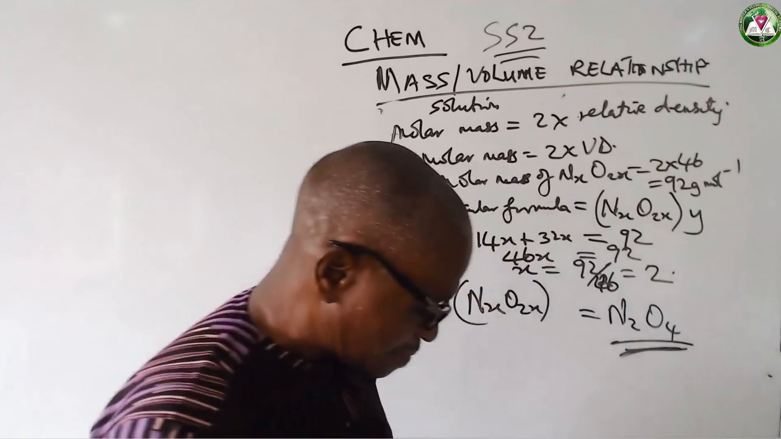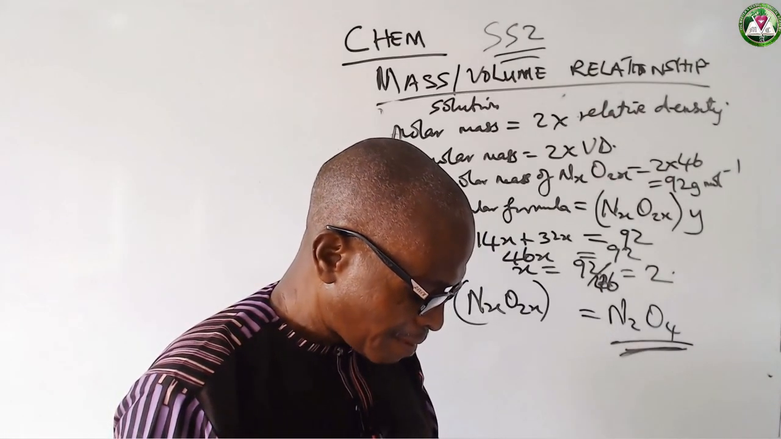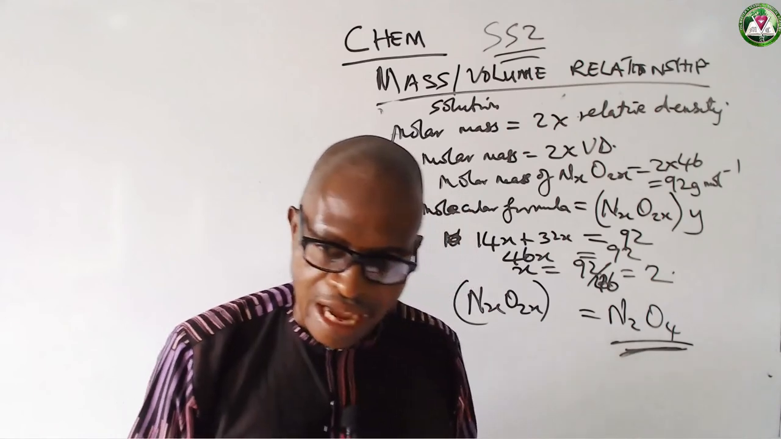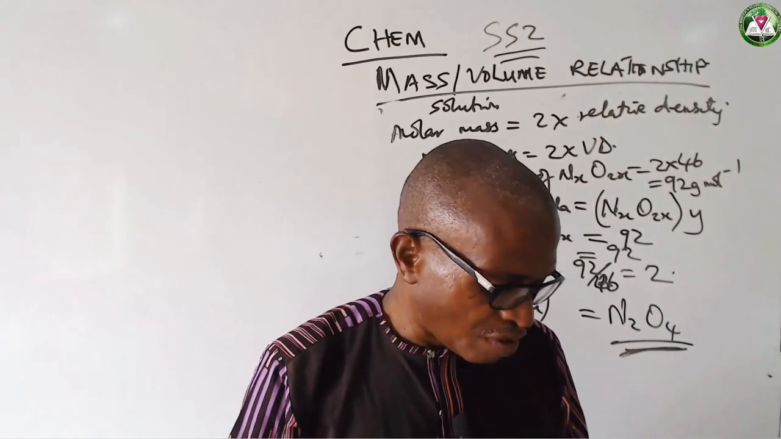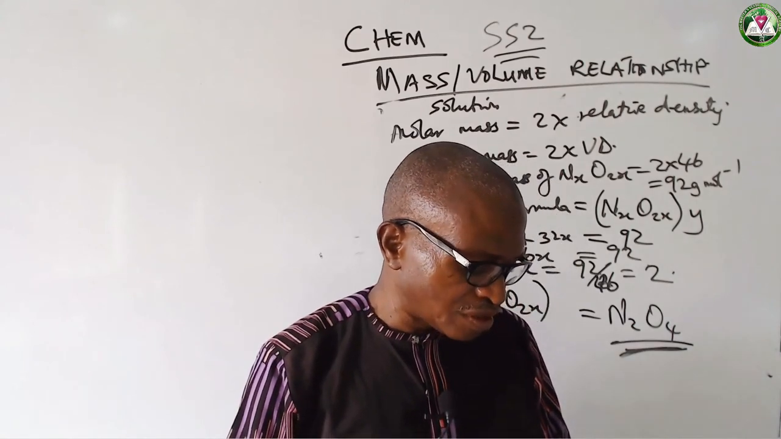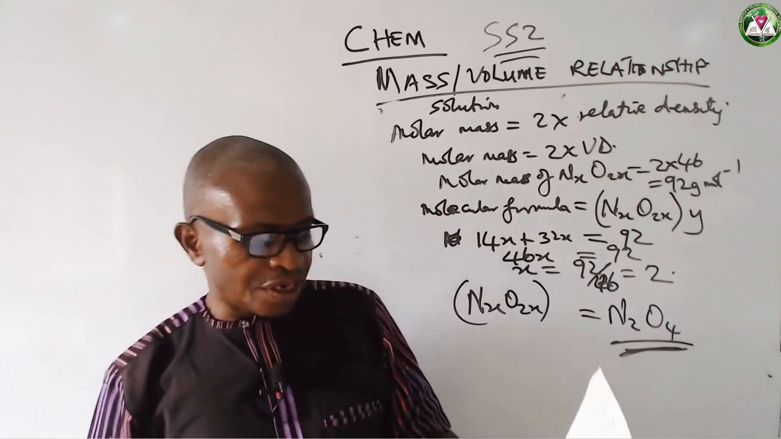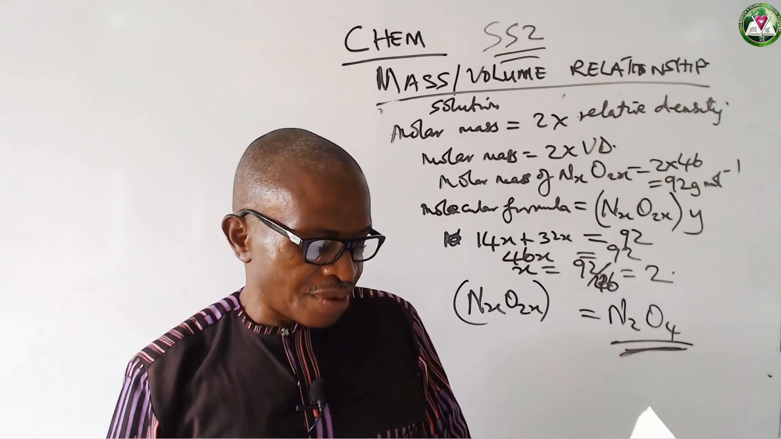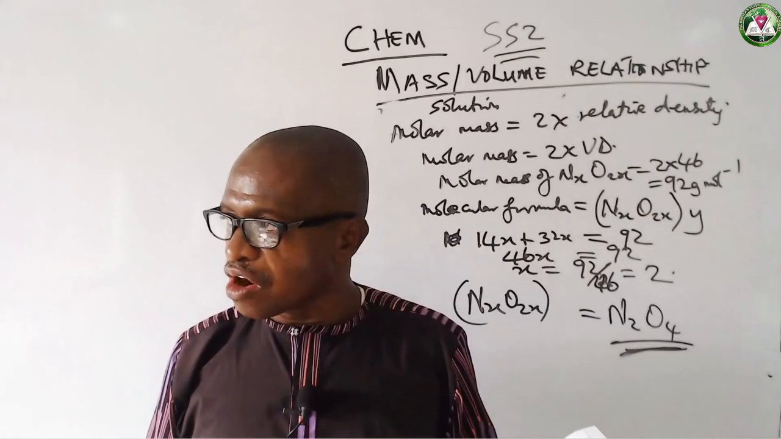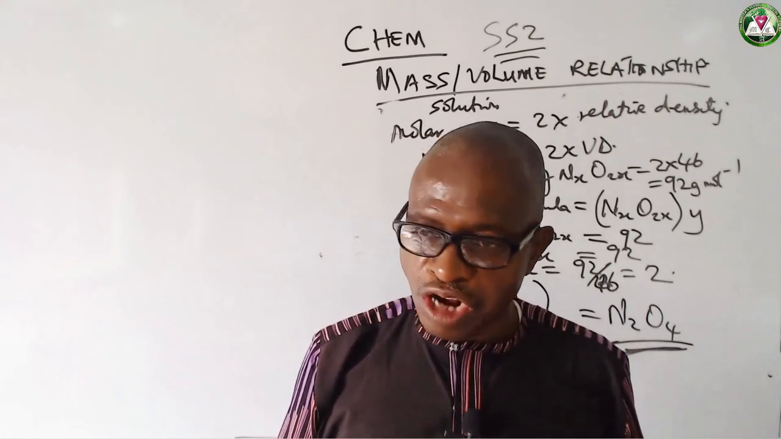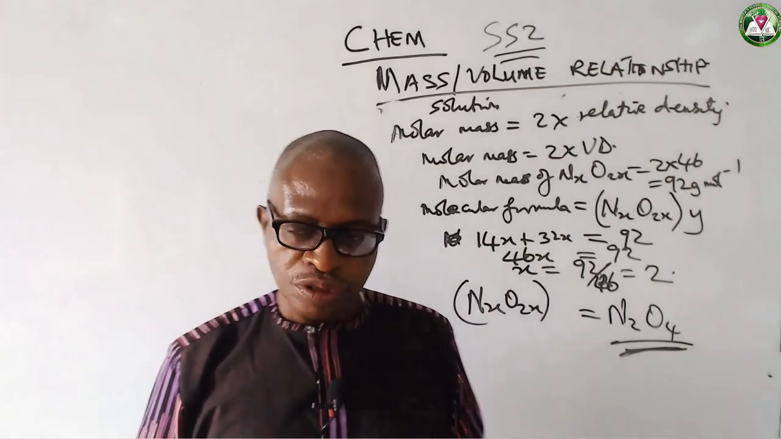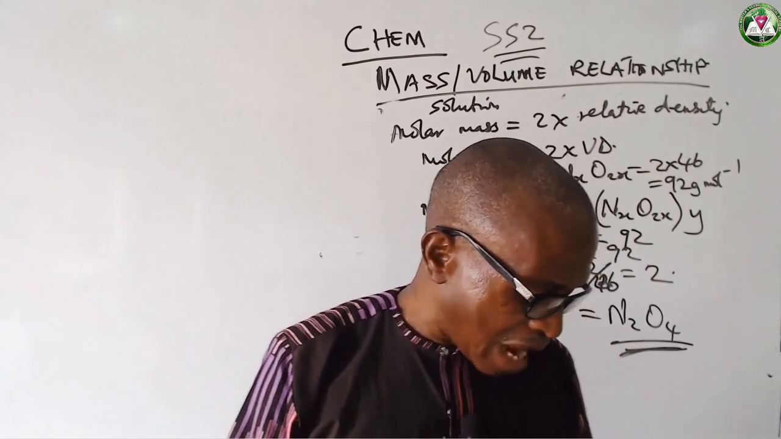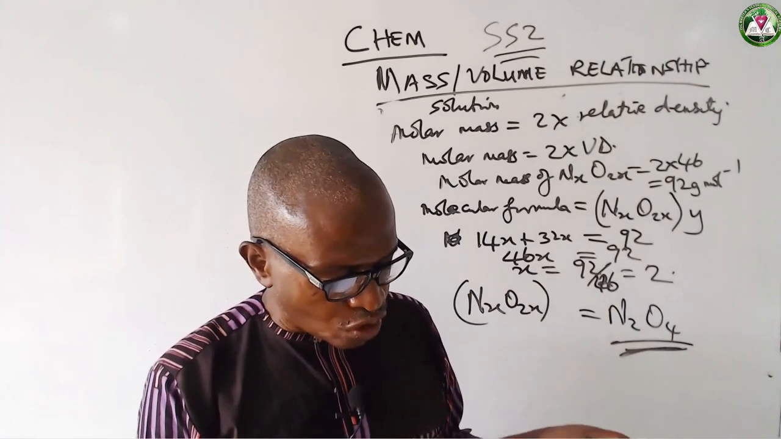Well, that's how to solve this. I think we'll be stopping here. When we come next time, we look at the stoichiometry of reaction. Stoichiometry is a calculation of the amount of moles or grams of reactant and product involved in a chemical reaction. Simply put, stoichiometry is the number of moles of reactant and the number of moles of product in a chemical reaction. Let me rehearse what we have done, which you should know.